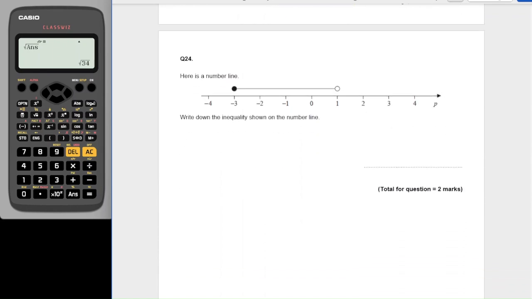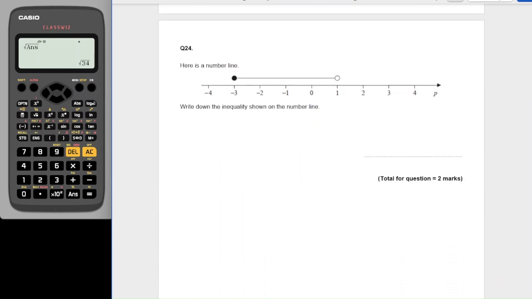Right, question 25. Here is a number line. Write down the inequality shown on the number line. So we've got minus 3 and we've got 1. Let's make that 3 a little clearer. So x ranges between those 2 values. If we imagine the line is kind of a liquid, it goes into the first one, so it can be equal to the first one. But it can't be equal to the second one. So that's my inequality. Minus 3 is less than or equal to x, which is less than 1.